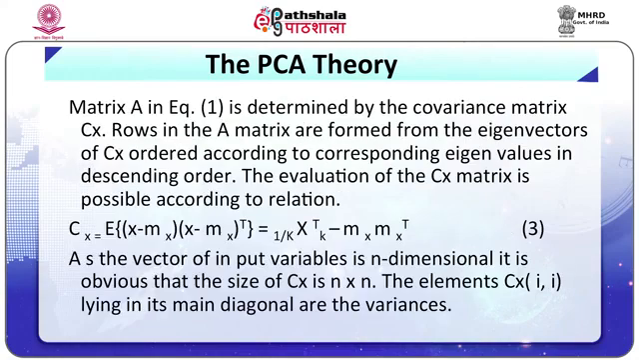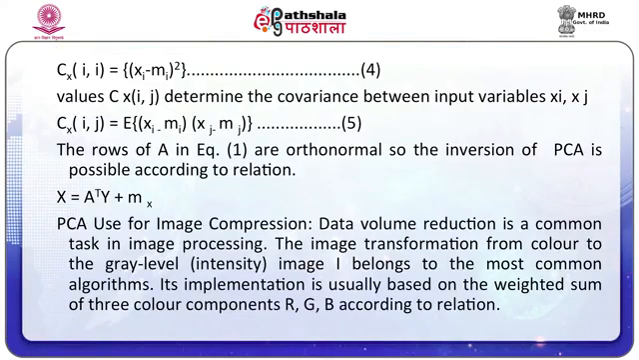Matrix A in equation 1 is determined by the covariance matrix Cx. Rows in the A matrix are formed from the eigenvectors of Cx, ordered according to corresponding eigenvalues in descending order. The evaluation of the Cx matrix is possible according to the relation Cx is equal to E{(x minus mx)(x minus mx)^T}, which is equal to 1 upon k, the sum of x x^T minus mx mx^T.